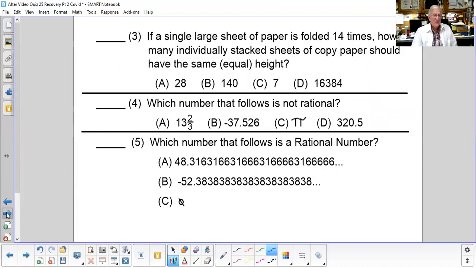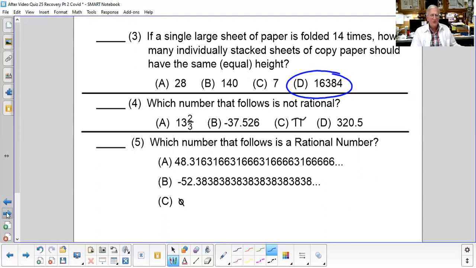3. If a single layer of paper is folded 14 times, how many individually stacked sheets of copy paper should have the same or equal height? All I need to do is do what? A power of 2, exponential growth. 2 caret 14, 16,384, which is choice D.